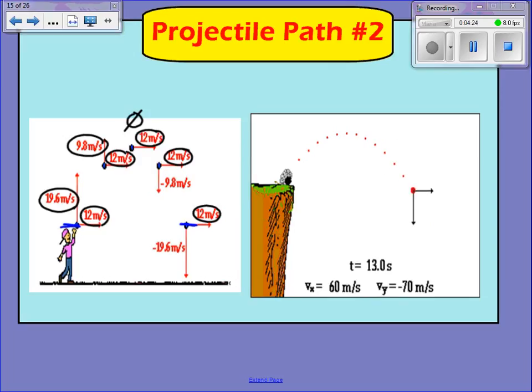As it moves down, notice the magnitudes are still the same, 9.8 and 19.6. However, they are negative. That's because up is the positive direction. So since up is the positive direction and velocity is facing down as it goes back down, that is why they will be negative. The animation to the right is showing the same thing, just with motion. You'll notice that the x velocity is a constant 60 meters per second the entire time, but as time goes on, the y velocity is going to be changing.